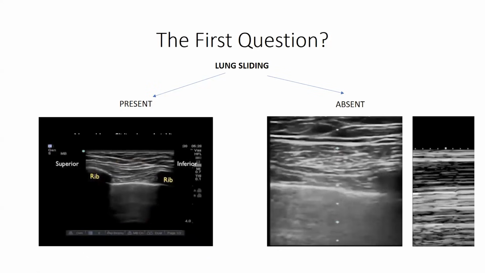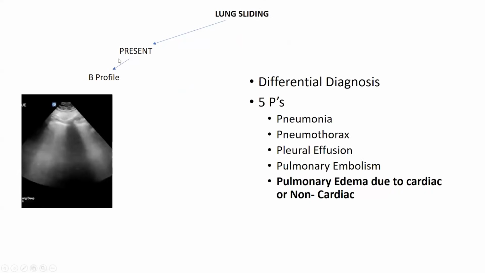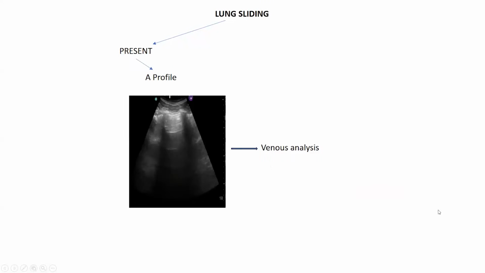Here, lung sliding is present, and what we are seeing is a lot of B lines. So it is a B profile. With lung sliding present and B profile, our diagnosis is pulmonary edema, which can be cardiac or non-cardiac. If the lung sliding is present and you see an A profile, as we discussed, we will be going to the venous analysis. So let's do the venous analysis now.